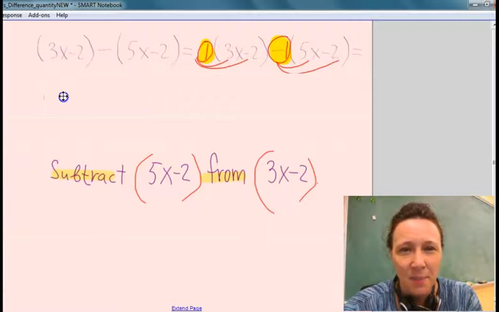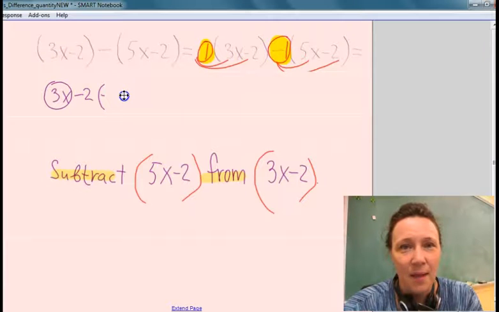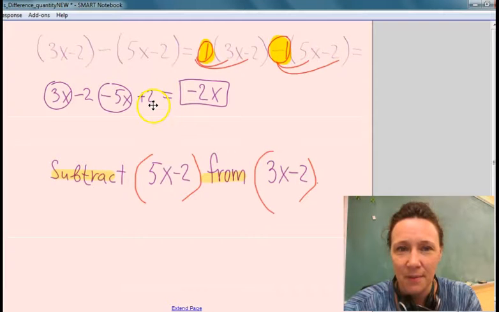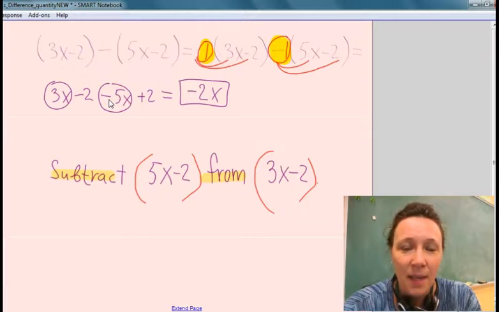First parenthesis simply looks like it disappeared without any change in the expression. +3x and -2. But in the second polynomial, +5x had to change to a -5x, and -2 had to change to a +2. You see that I identified my like terms using circling. I did include the signs of those terms before I combined them, and I received 3 minus 5. I received -2x.